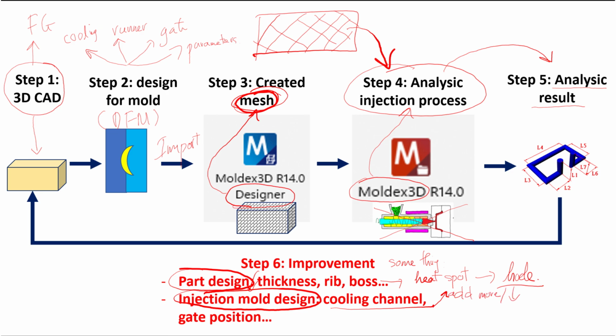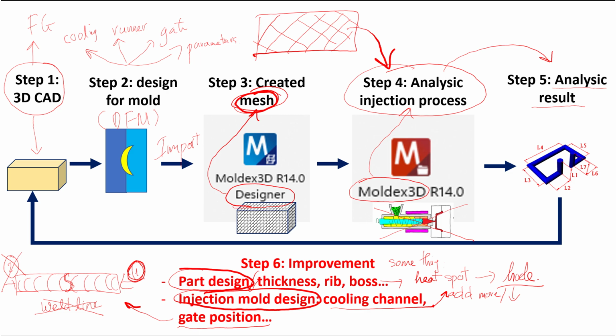Or the gate position. For example, with a square part, you input gate number 1 and gate number 2, so finally you will receive a weld line. Improving the gate position means, for example, you delete gate number 2 and remain only gate number 1. Based on the flow direction, there is only one side to the end of the part, so in this case the weld line will disappear.